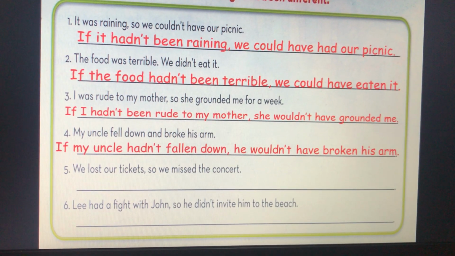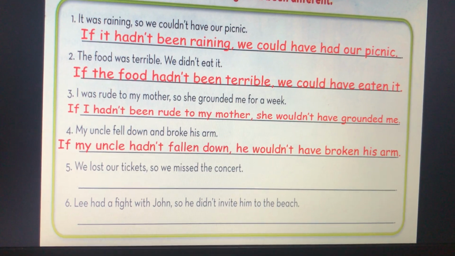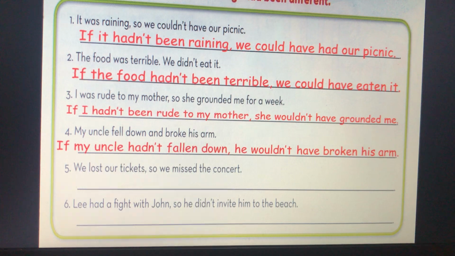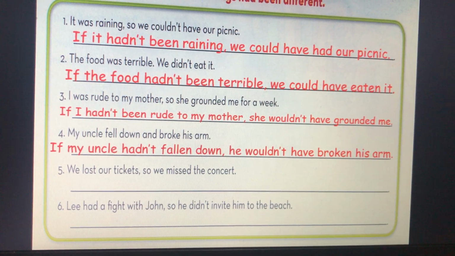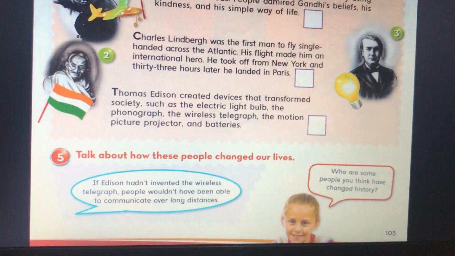We lost our tickets, so we missed the concert. 6. Lee had a fight with John, so he didn't invite him to the beach. Let's move to the next.